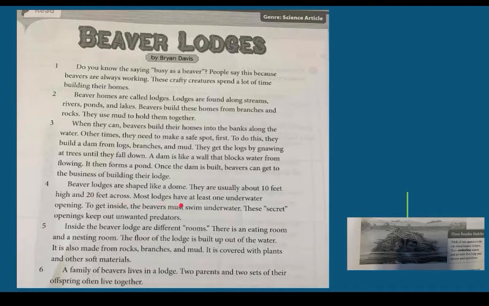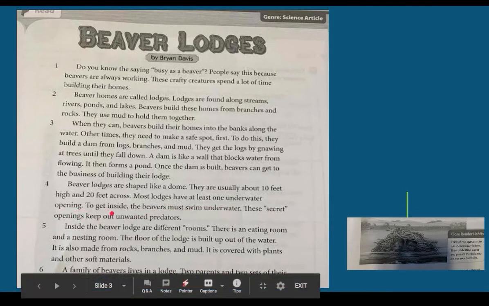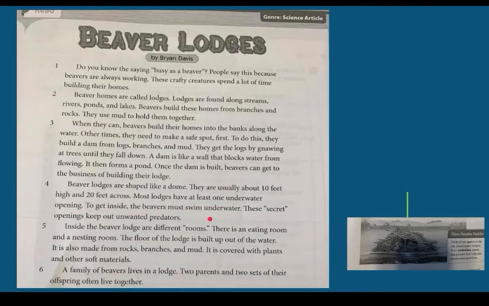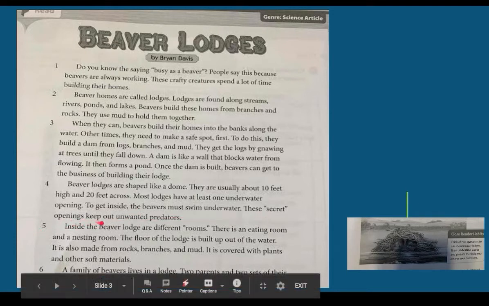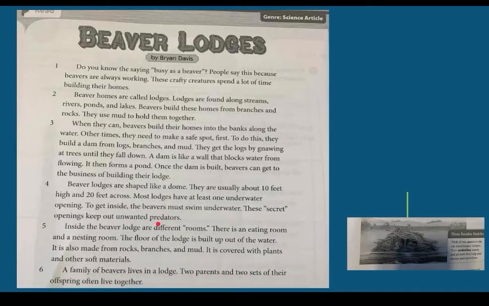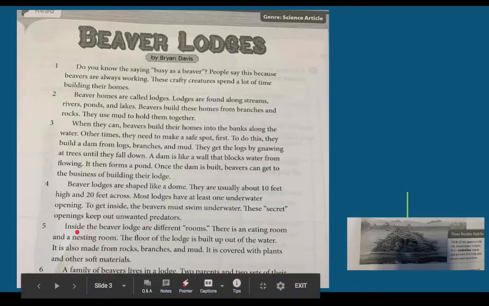Most lodges have at least one underwater opening. To get inside, the beavers must swim underwater. These secret openings keep out unwanted predators. And for those of you who remember from science, a predator is an animal that is hunting another animal. That's right.